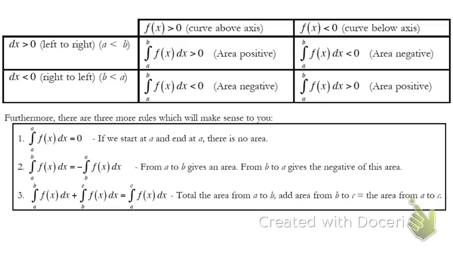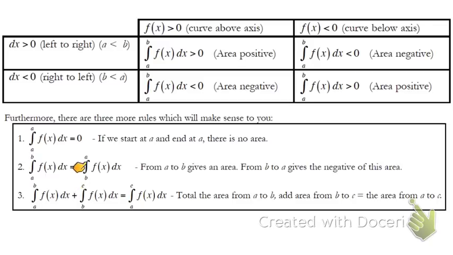So it says there are 3 more rules which will make sense to you. The first one, if I'm taking the integral from a to a, meaning my left endpoint is a number and my right endpoint is that exact same number, then the area is 0. And I hope that makes sense, because if you started at like 2 and end at 2, you didn't go anywhere. And since you didn't go anywhere, you don't have a width. And if you don't have a width, then you don't have an area. Therefore, area is 0. This one says if you're reading the area from A to B of f of x dx, it's the same thing as reading it backwards from B to A.